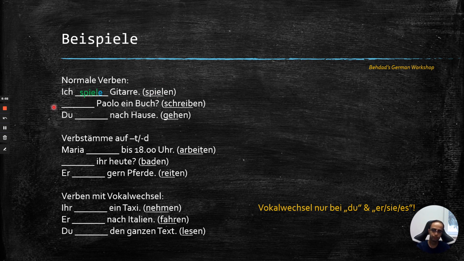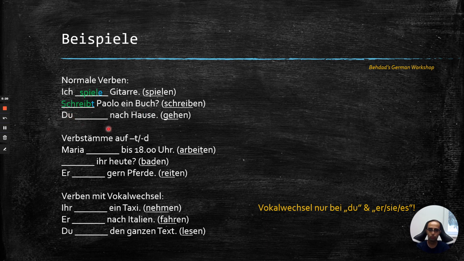The second one, Paula ein Buch. This one's a question with the verb at the beginning. And Paulo is basically the third person singular, he, and the root of the verb is schreib. What do we say? Schreibt Paulo ein Buch, with a T at the end for he.